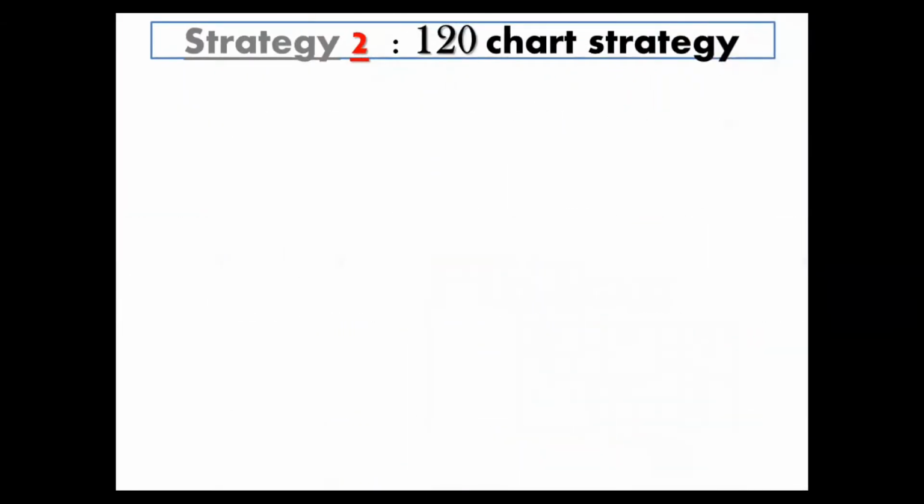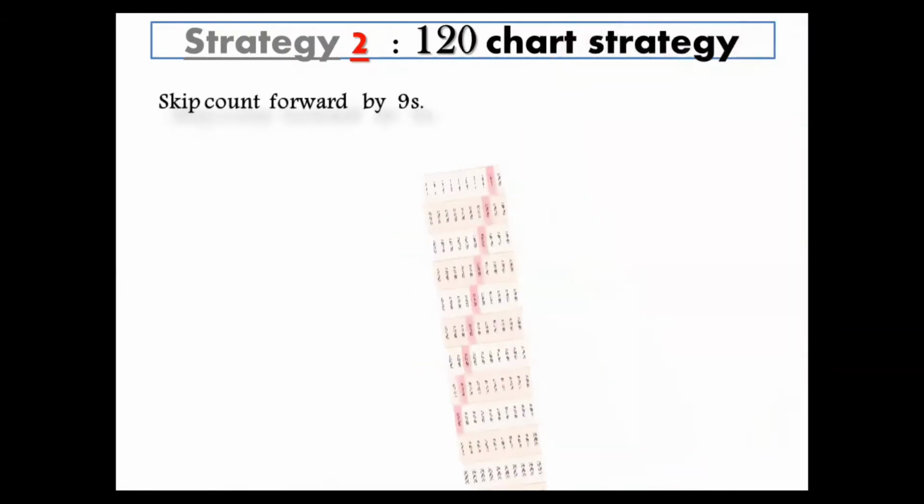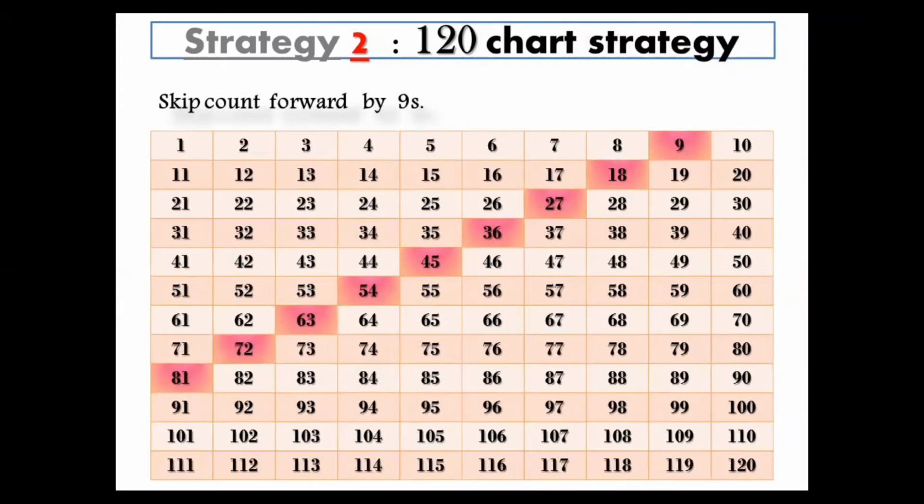Let's take strategy number 2. In this strategy, we will use our 120 chart to get multiples of 9. In this strategy, we will skip count forward by 9s. If I want to get the product of 9 by 1, we skip count forward by 9s. 1, 2, 3, 4, 5, 6, 7, 8, 9. So 9 is the product of 9 by 1.